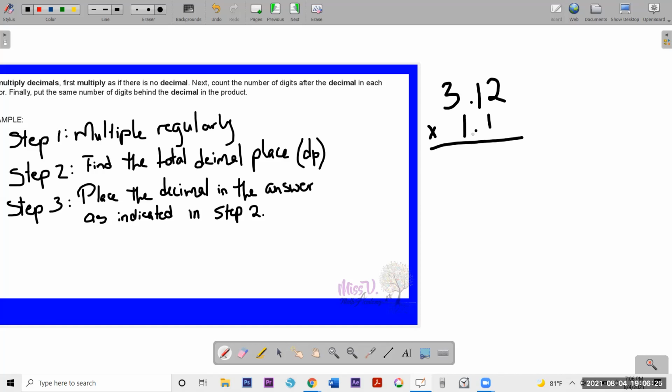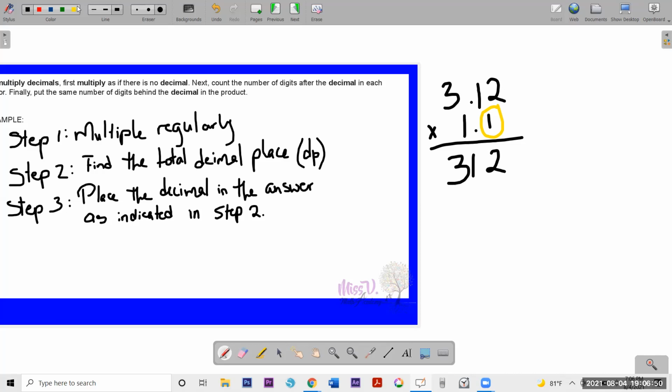If we were multiplying regularly, we're going to first multiply by 1, right? So let's do that. 1 times 2 is 2. 1 times 1 is 1. 1 times 3 is 3. You do not pay attention to the decimal point until the last step. So we keep going again.